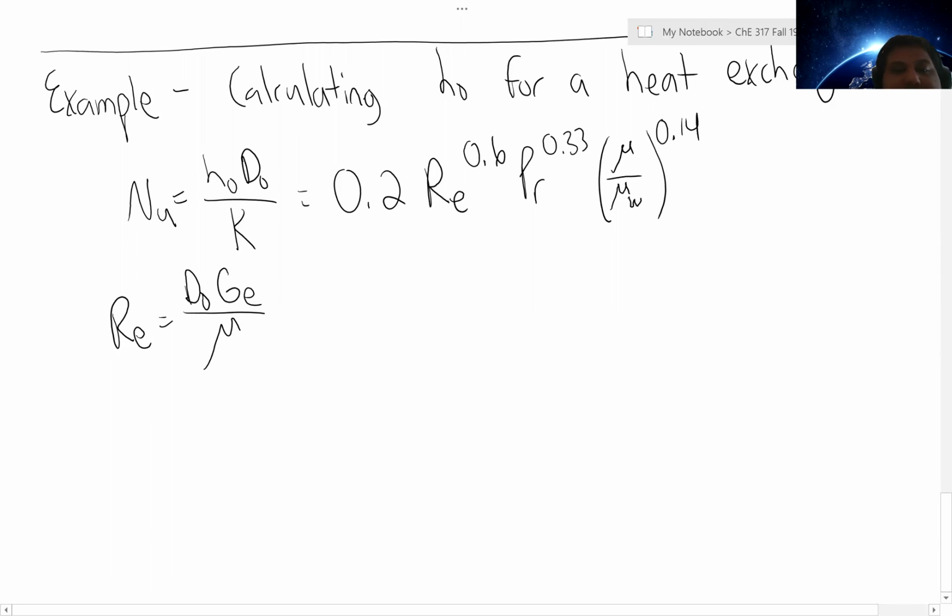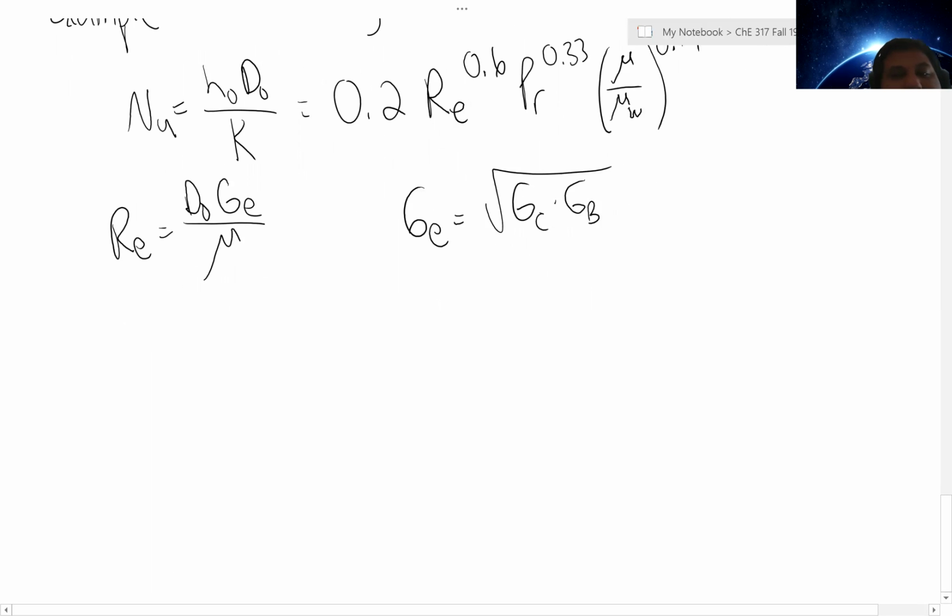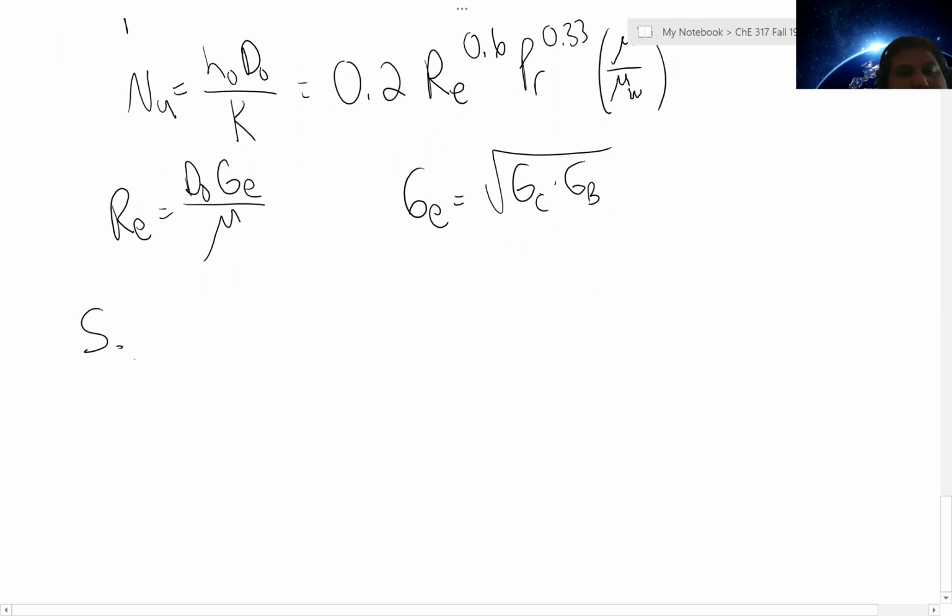And so one of the things we need to find first is G_E. The effective mass velocity is the square root of the two different mass velocities that describe flow in the shell side. So if you want, let's calculate those areas. Let's start with S_C is equal to P times D_S, which is 1 minus D_0 over little p.